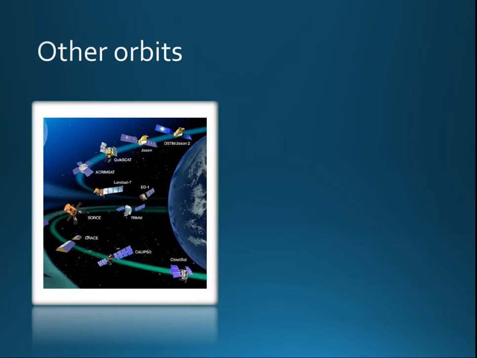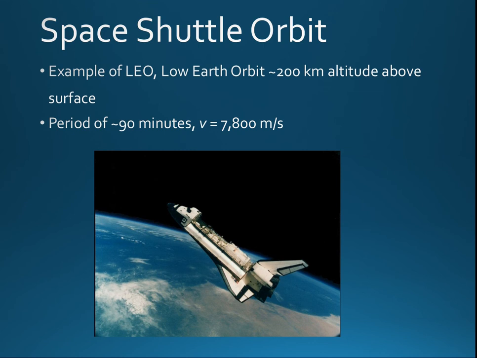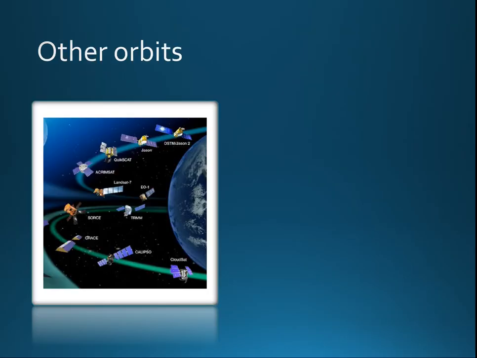We're going to go through a few different types of orbits here, so I suggest you make a list of these and keep track of them. You should have some kind of distinction in your mind between the different types of orbit. So, Space Shuttle Orbit would be an example of LEO, low Earth orbit.